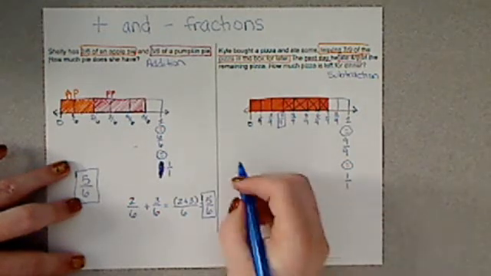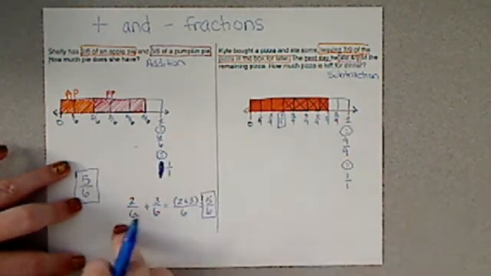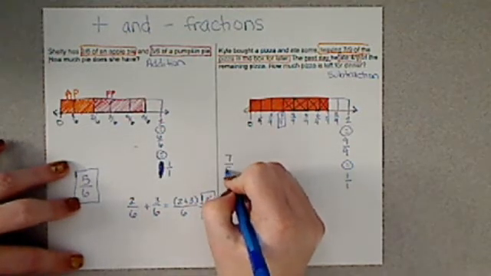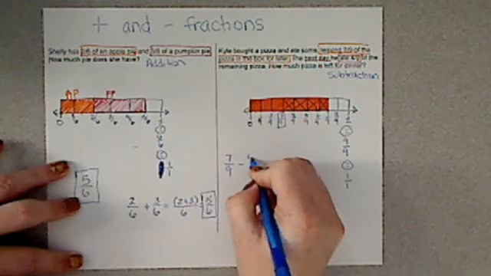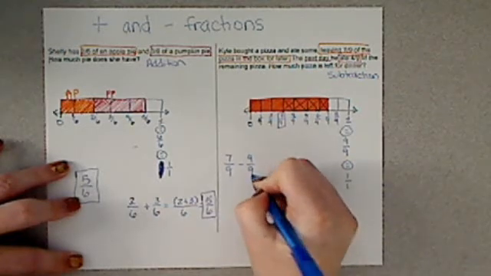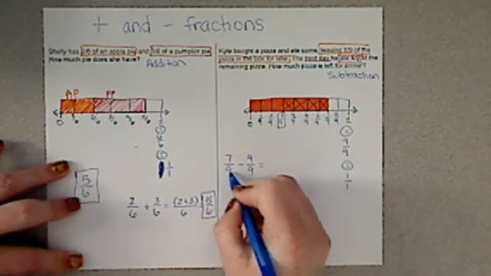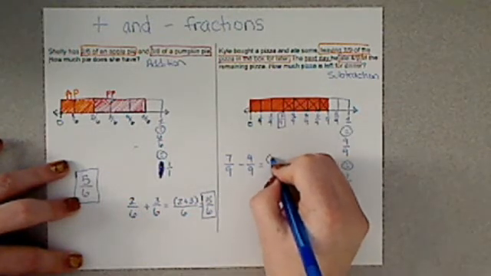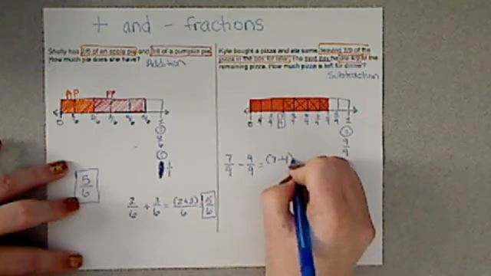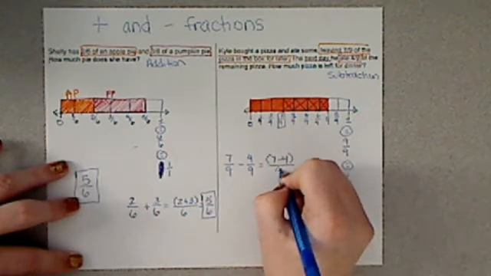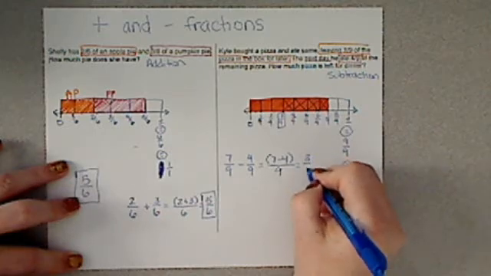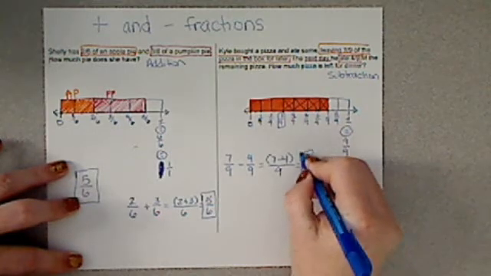Okay. If you look at it using what's considered kind of standard algorithm, you started with 7/9. You're taking away 4/9. The denominators are the same, so all you need to do is subtract the numerator. 7 minus 4 over 9. 7 minus 4 is 3. The denominator stays the same. 3/9.